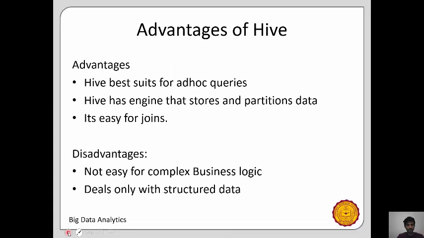Okay, next we'll move on to the next slide. Why have we chosen Hive? The advantages of Hive over Pig or the MapReduce framework are that Hive best suits ad hoc queries, that is, meaningful and purposeful queries that we are giving. Also, Hive has an engine that stores and partitions data, as we discussed earlier, the vertical partitioning and other things. Hive stores the data and also the partitions of data, which makes queries easy. It is also easy for joins too. We can have join functions easily implemented in Hive.